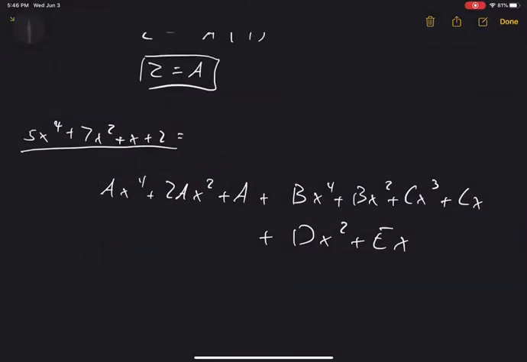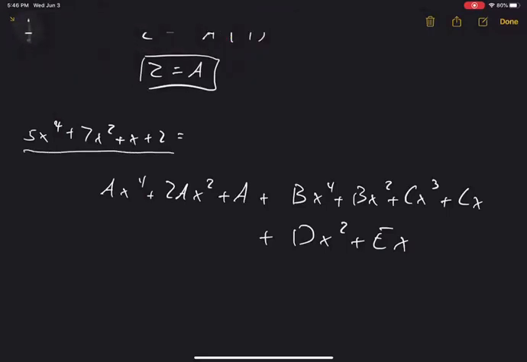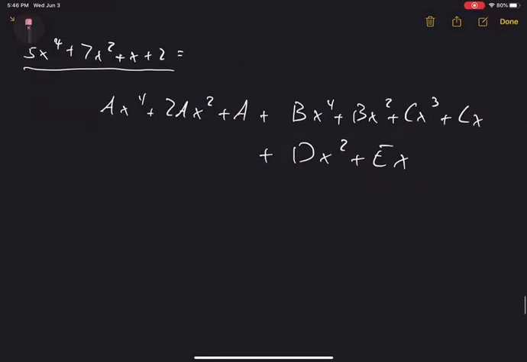So I'll refer to this stuff as the left side and all of this stuff to the right side. All right. So on the left side, I have 5x to the 4th, right? And then on the right side, let's see, what do I have? ax to the 4th, bx to the 4th. So I know that a plus b has to equal 5.